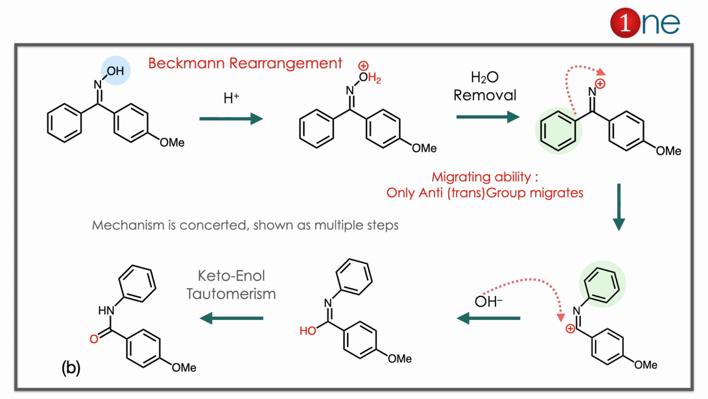Here you have to learn two important things. One is the Beckmann rearrangement. Beckmann rearrangement forms an amide from an oxime. The second thing is the migrating ability. In Beckmann rearrangement, always the anti-group migrates.